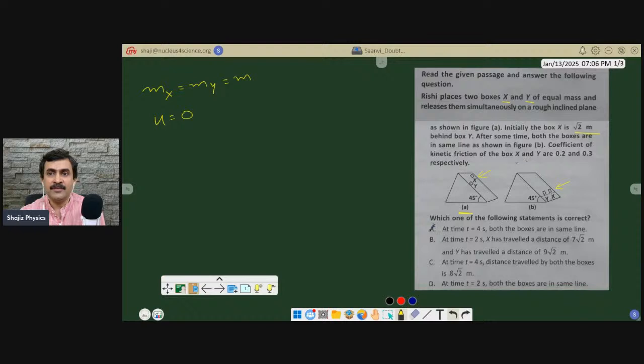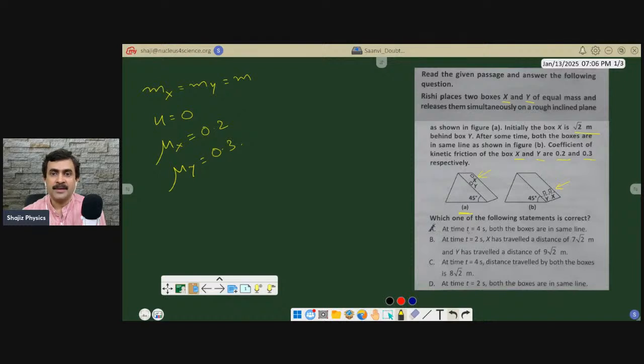Then another information given is that the coefficients of friction for the box X and Y are 0.2 and 0.3 respectively. So coefficient of friction for X, mu X, is equal to 0.2, and coefficient of friction for Y is equal to 0.3. This much data is given here. Now, the question is, which one of the following statements is correct?